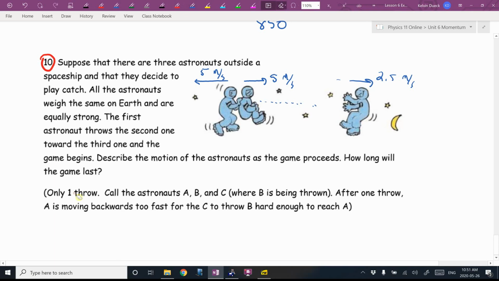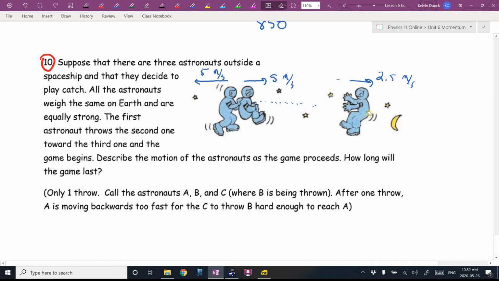Anyways, you can read what I said here. Call the astronauts A, B, and C, where B is being thrown. After one throw, A is going to be moving backwards far too fast for C to throw B hard enough to reach A. If astronaut A pushes astronaut B as hard as he or she can, then the game's over. Because they'll be moving backwards.